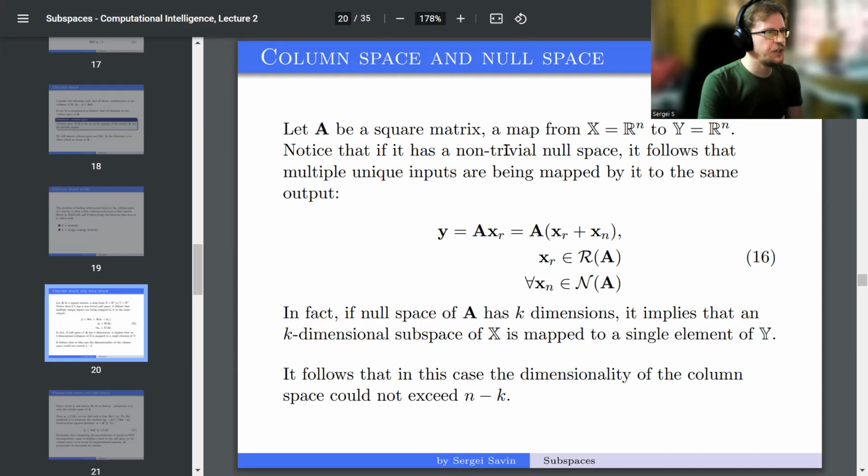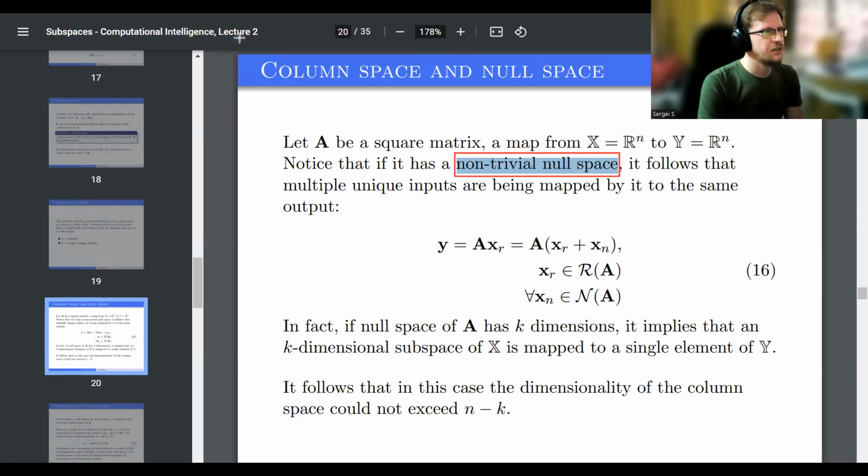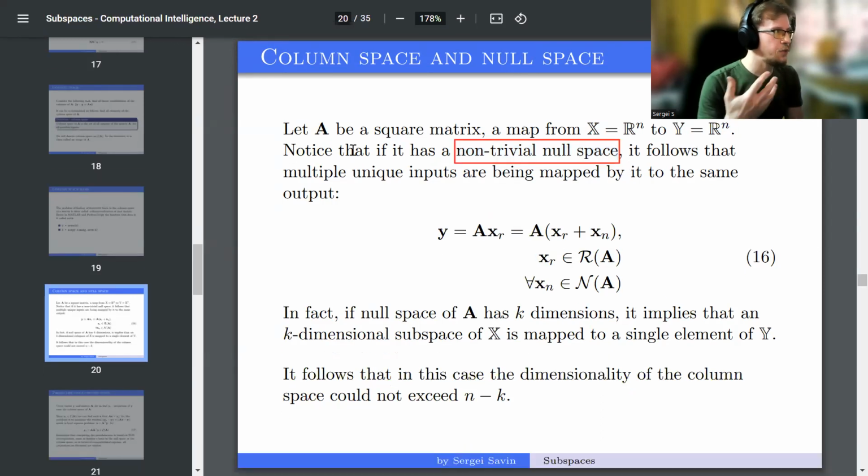Let's say A has a non-trivial null space. What does non-trivial mean in this context? When we talk about linear algebra, non-trivial means it has more than one element. A linear space will always have one element at least, and that is 0. You cannot come up with a linear space which would be empty. I mean, maybe you can, I don't know. But usually, linear spaces all go through the origin. And if the linear space is zero-dimensional, it has one element, and that is 0, right?